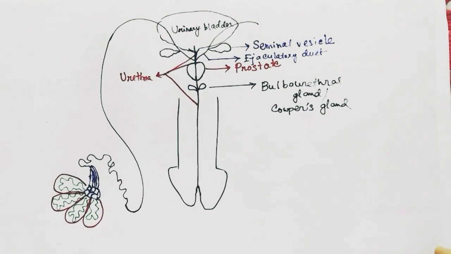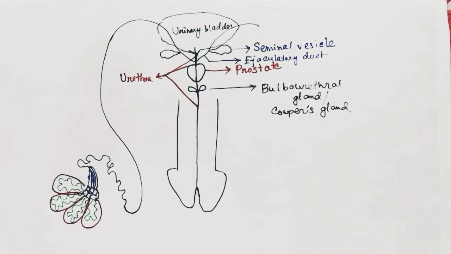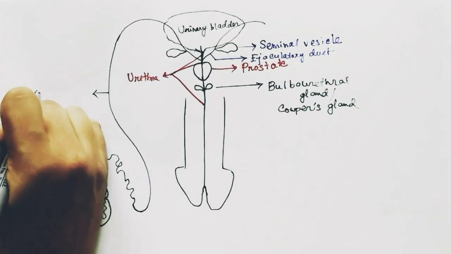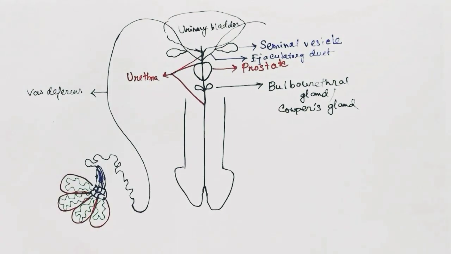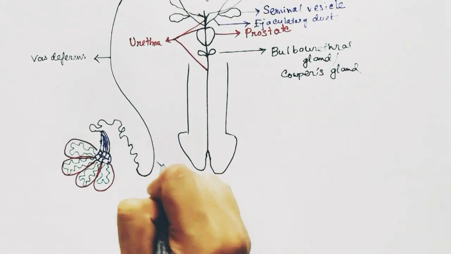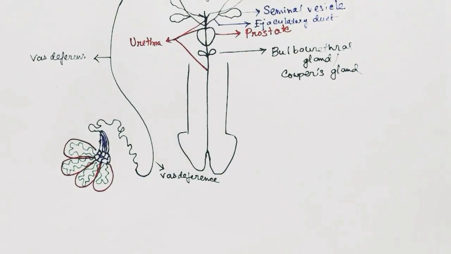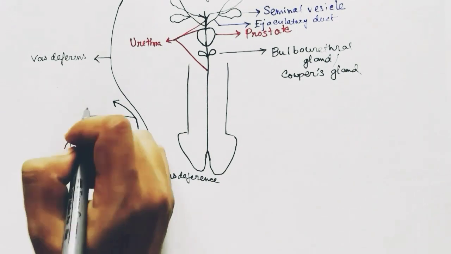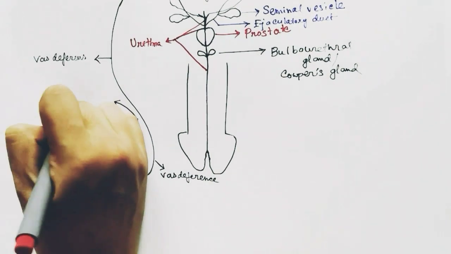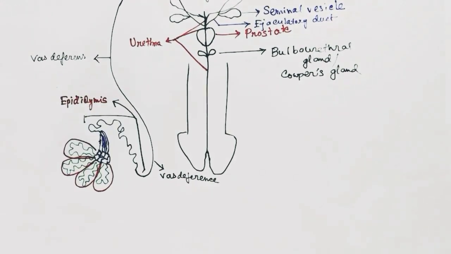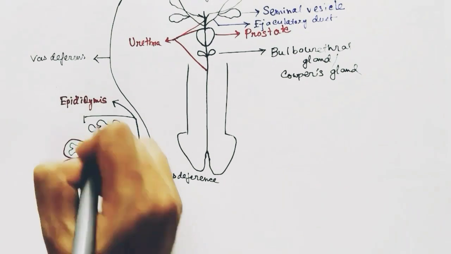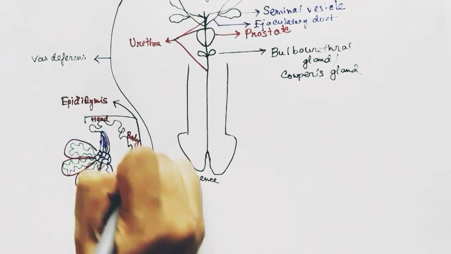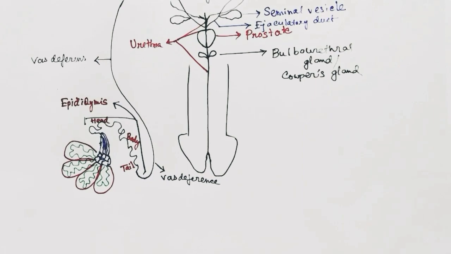Now this long tubule, which is coming from the epididymis and connecting to the seminal vesicle and ejaculatory duct, is the vas deferens. This vas deferens is starting from the tail of the epididymis. This is the epididymis, one tubule which is very much coiled. It has three parts: the head of the epididymis, the body, and the tail of the epididymis.